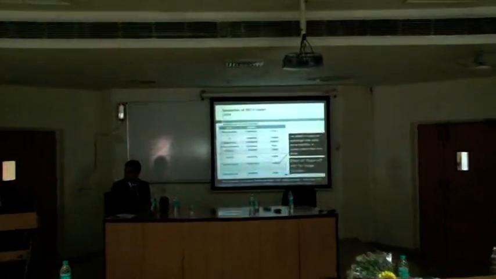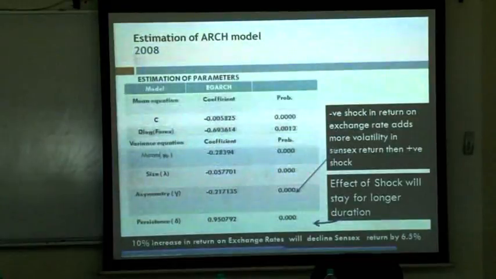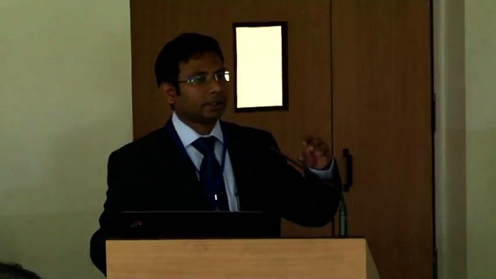So after we captured both mean as well as variance equation, we modeled it. After modeling, these are the results available here. The result of the ARCH model indicates that all factors are significant, like mean, size, asymmetry, and persistence. All are significant, and it gives us an indication that the asymmetry is negative. It says that a negative shock on return on exchange rate adds more volatility in census than a positive shock. This implies that the moment the return on exchange rate reduces, this will impact census more as compared to when the return on exchange rate increases.